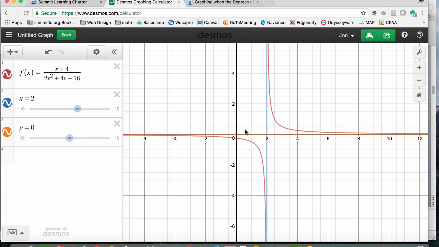All right, let's go back, and I think we've done enough for graphs now. I think we're ready to start learning some other stuff.